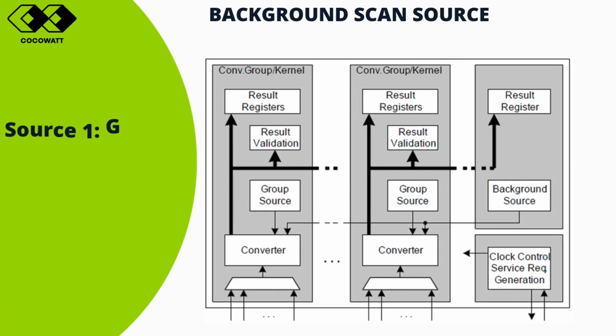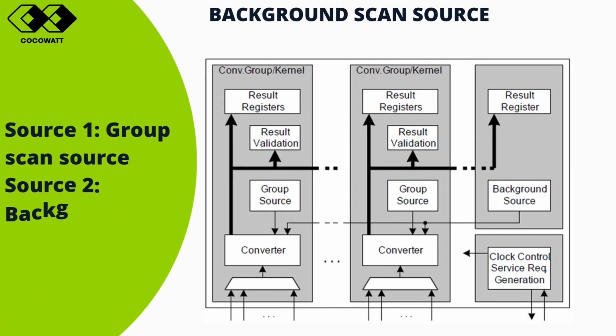Background scan source can request all channels of all groups. The ADC will convert all the selected channels from the channel with the highest number to the lowest one. These channels taking part in the background scan can be on all the ADC modules.